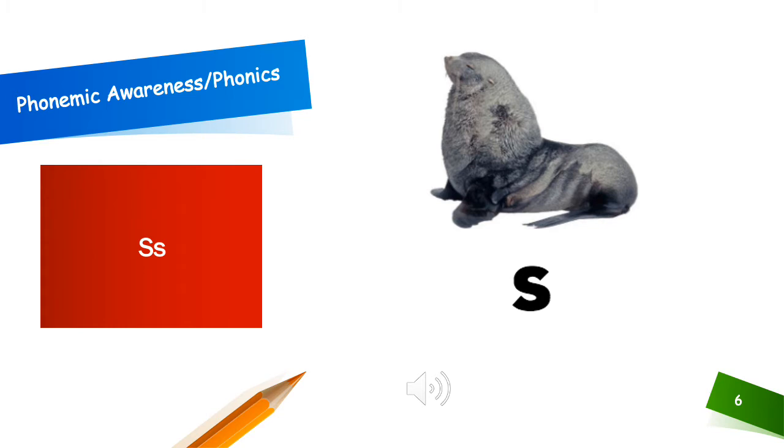S makes the s sound. But sometimes when S is at the end of the word, like the word his, it makes the z sound. So remember, boys and girls, S makes two sounds. One is the s sound, and sometimes when the letter S is at the end of the word, it also makes the z sound.